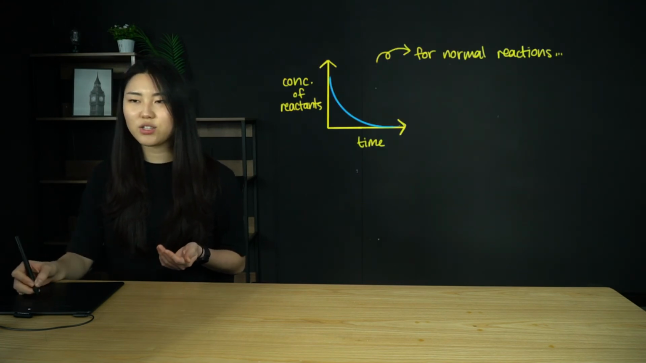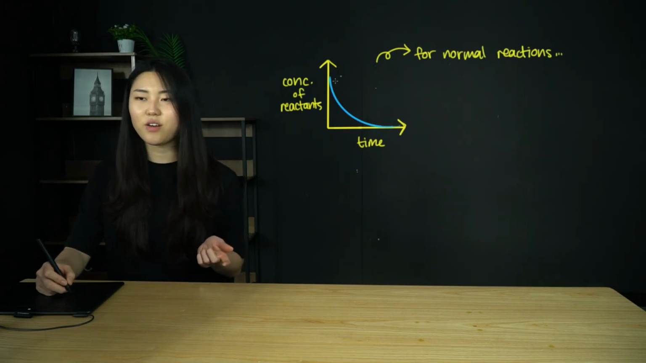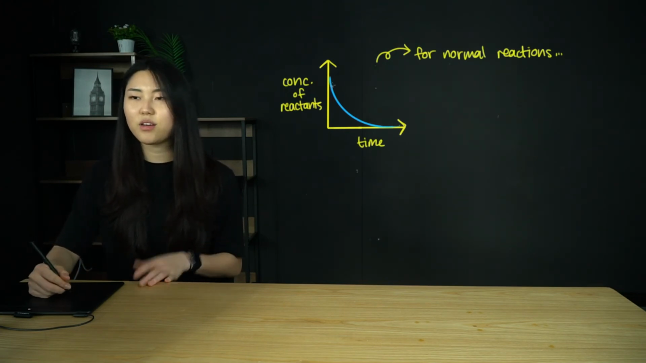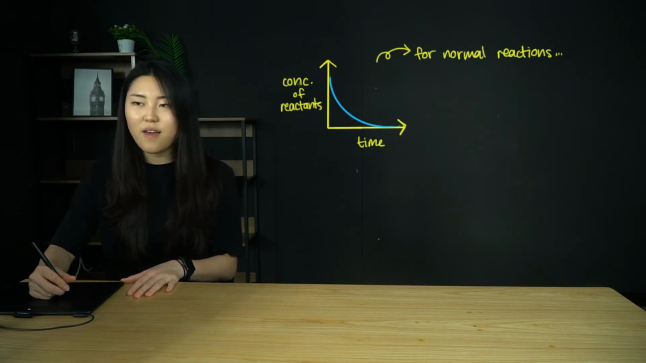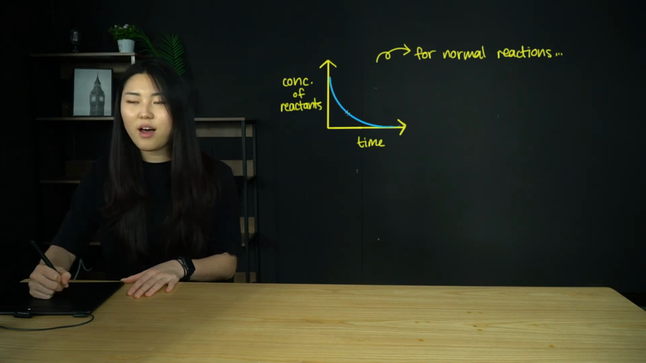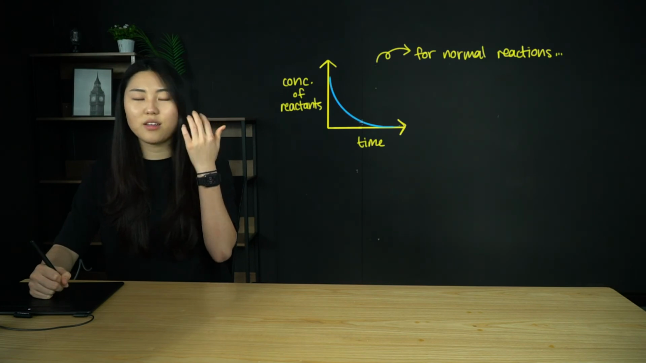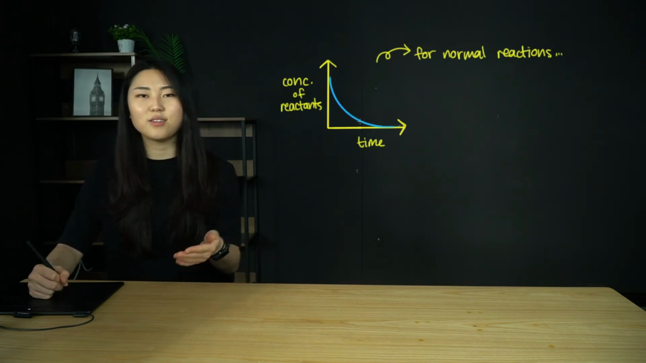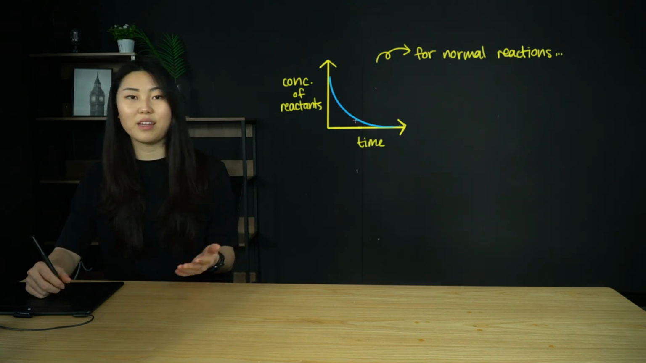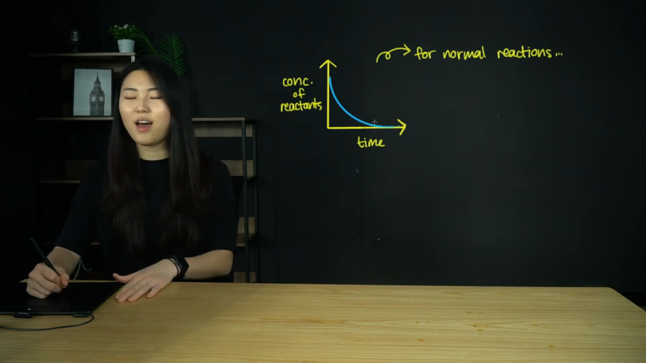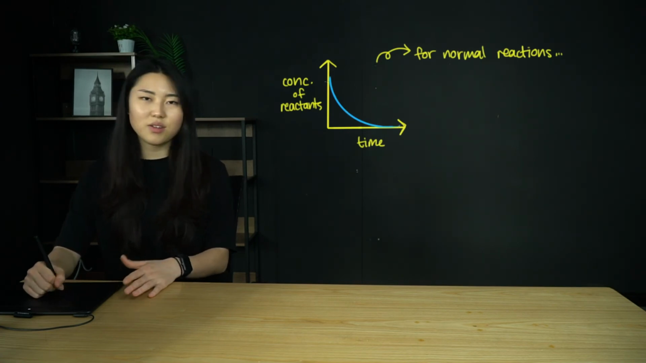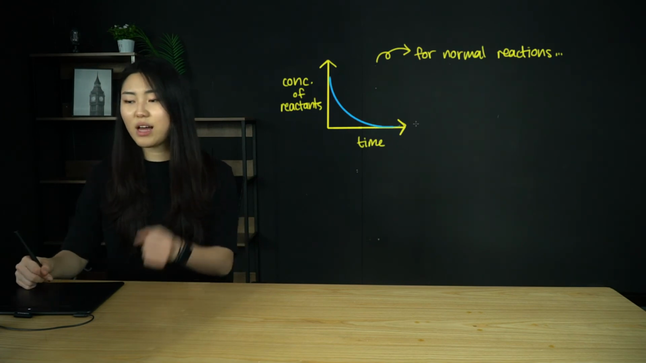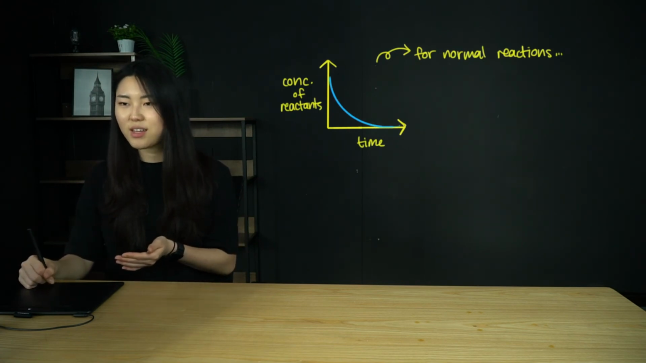For normal reactions, if we plot the concentration of reactants against time, the graph will look like this. The concentration of reactants is decreasing very, very fast initially, and then it decreases a little bit slower as time passes, because our concentration of reactants is decreasing. So we have less reactants since the beginning. And as time passes, the concentration of reactants is going to decrease slowly until we've run out of reactants. So that is the graph plotted for normal reactions.